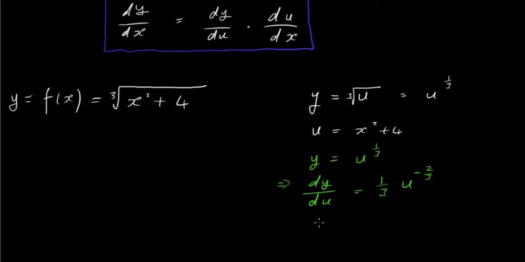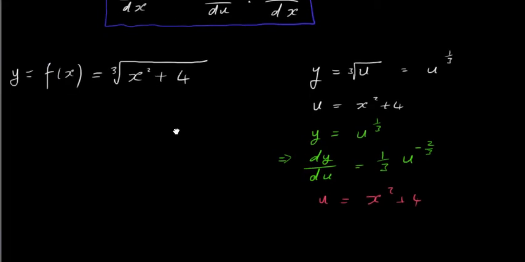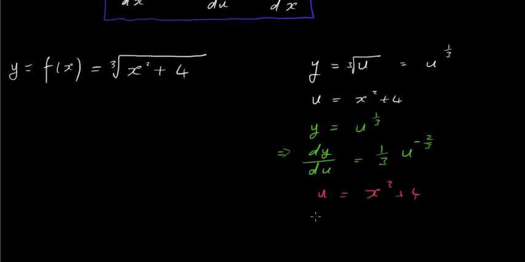So we have u is equal to x squared plus 4. And what we want here is du/dx, so du with respect to x. We bring the 2 down, we get 2x, and this will become 0 here. So du/dx is 2x.